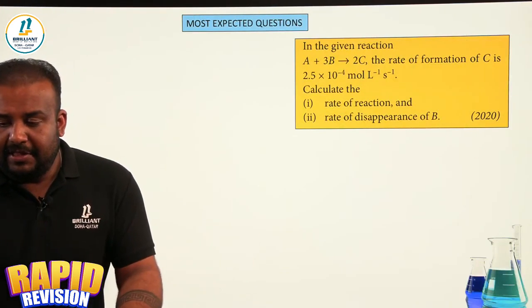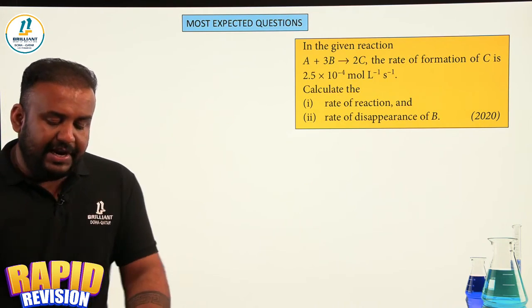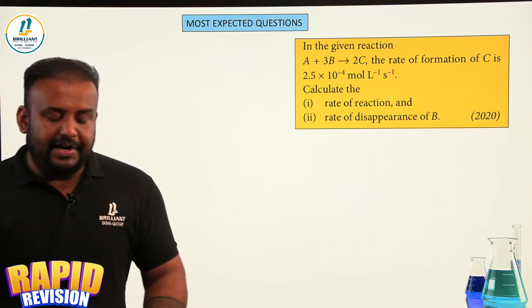Now quickly tell me the questions. In the given reaction, A plus 3B giving 2C, the rate of formation of C is 2.5 into 10 raised to minus 4.